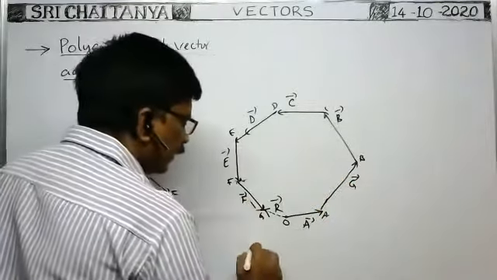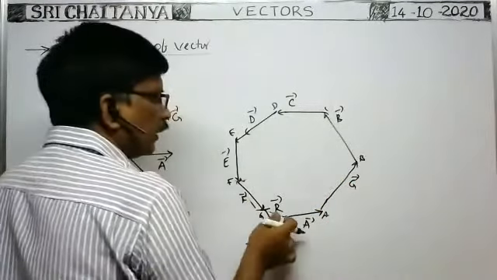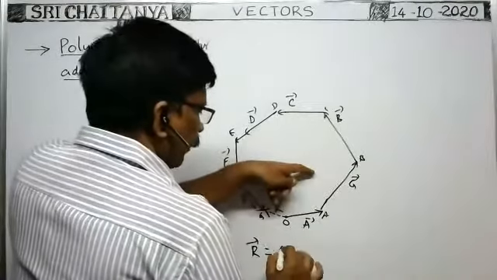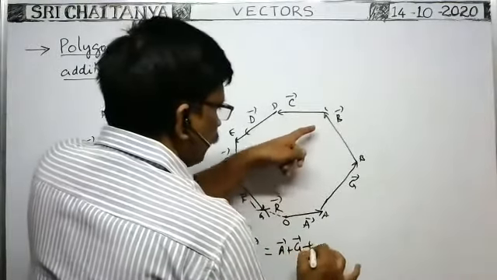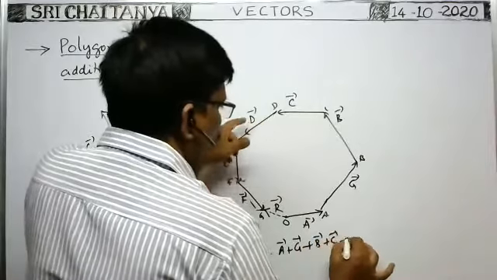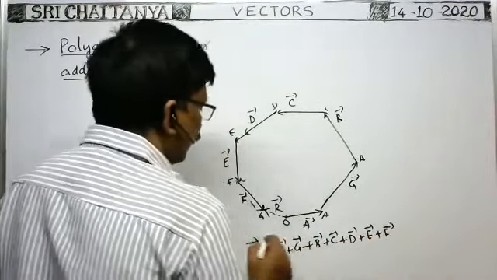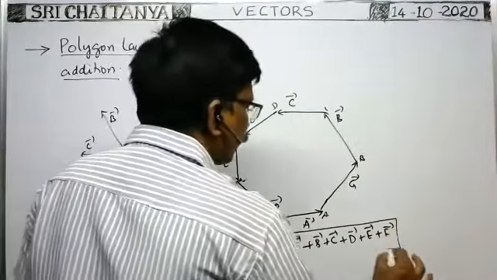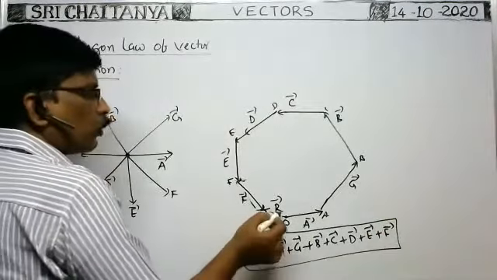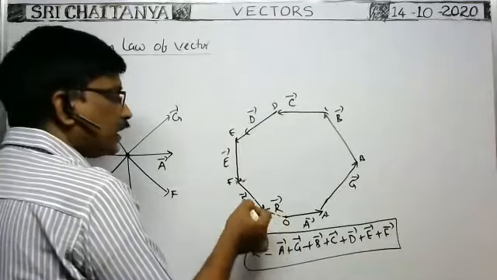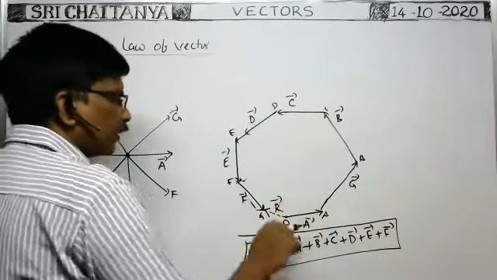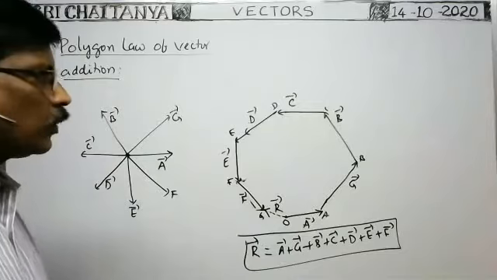Therefore, the resultant vector of all these is equal to A bar plus G bar plus B bar plus C bar plus D bar plus E bar plus F bar. It is the resultant of all the vectors. This is given by the closing side of the polygon taken in reverse order. That gives the resultant of all these vectors.